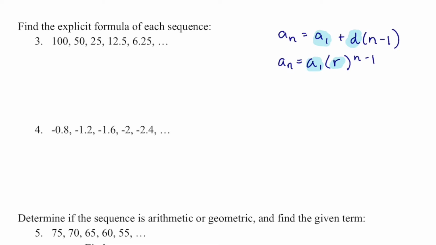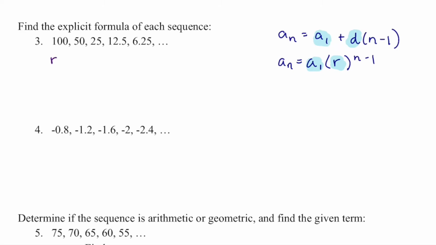So if I look at this, 100, 50, 25, 12.5, 6.25, it is clear to me that the gap between 50 and 100 is bigger than the gap between 12.5 and 6.25. And so when the gap is changing, it cannot be arithmetic. So we're going to check and see if it is geometric. Because I have a feeling that this is geometric, I'm going to find the potential common ratio first.